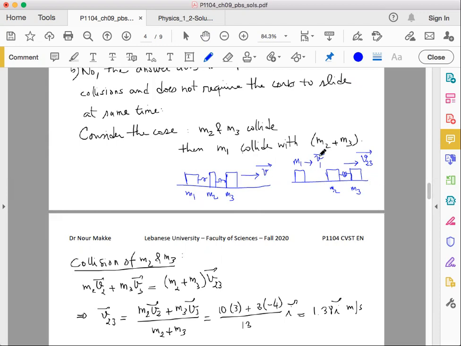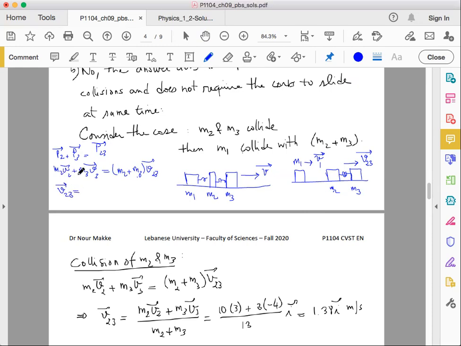Okay, so again, here we will apply the conservation of linear momentum for the first collision. So we end up with P initial is equal to P final. So P2 plus P3 is equal to the P right after the collision, which I would call P23. So we end up with M2V2 plus M3V3 is equal to M2 plus M3 times V23. Okay, so we know everything. All we need to do now is deduce the value of V23.